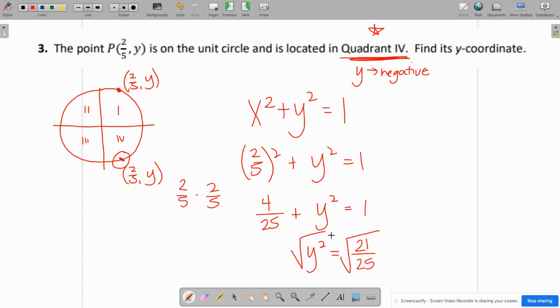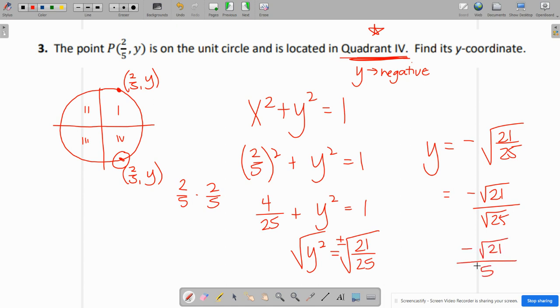But remember, even though typically here we would say you could get positive or negative, our answer should be the negative version. So we would say that y equals the negative root of 21 over 25, which we don't want to leave like this. We don't want to leave a fraction in the radicand. So we would instead say this is negative root 21 over root 25, because we are able to say that the root of 25 is 5. So negative root 21 over 5 would be our y coordinate.